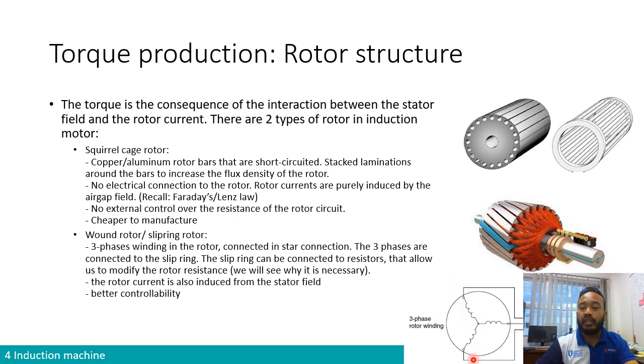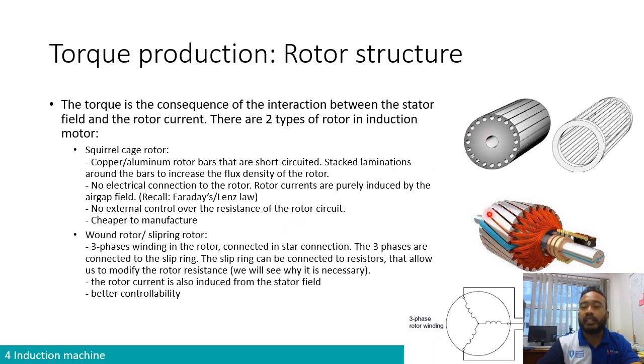The rotor in itself has a certain resistance of the coil, and that is connected to a certain variable resistor. So if we change the value of this resistor, we change the value of resistance of the rotor. Why do we need to change it? We will see later in the control or starting of the machine. It gives us certain interesting properties that help us in controlling the machine, so it gives us better controllability.